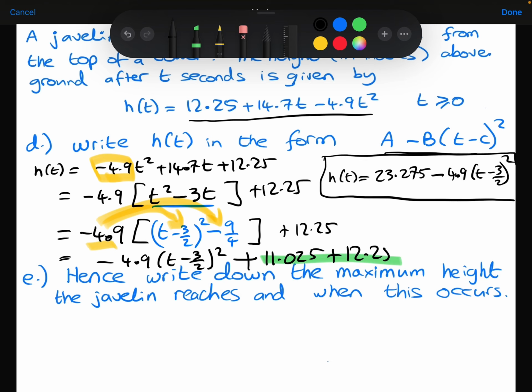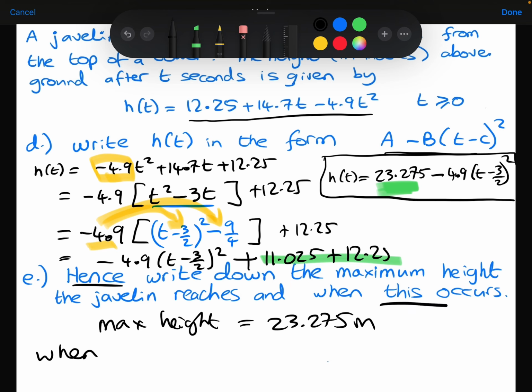Part E. Hence, so using what we just did, write down the maximum height the javelin reaches. Well, I know that this is going to be the maximum height. Remember, completing the square always allows you to just read off what the maximum or minimum is going to be. So max height is going to be 23.275 meters when, because I need to say when this occurs, well, that's going to be when t is 1.5 seconds.